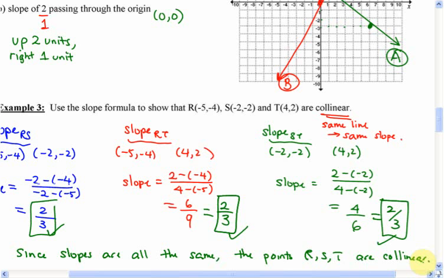Okay, I'm going to try to summarize this idea of slope. Oh, before I do that, yes, Suleiman. 6 over 9 is the one in red. That equals 2 over 3. Over negative 5. Yeah, that's negative 2 minus negative 4, which is 6. That's right. Okay, turn the page.